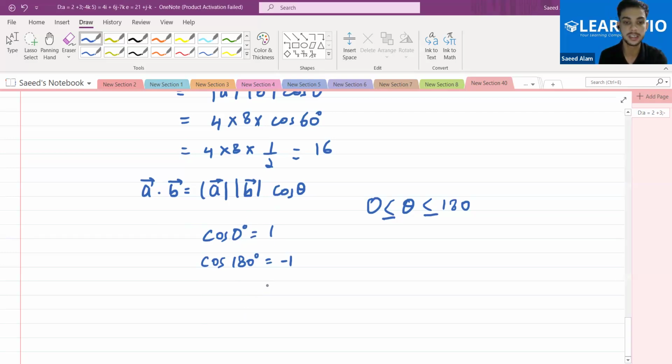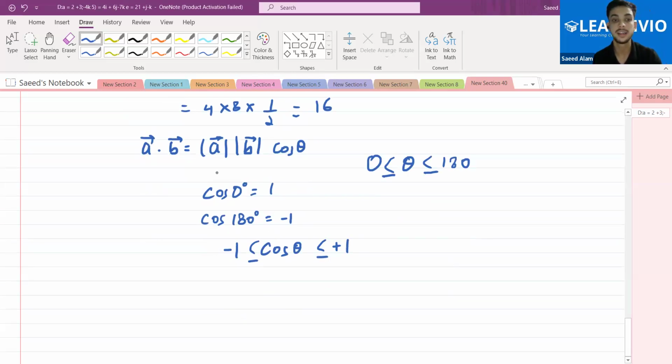So this was how we find out if theta lies between these limits. So cos theta can go from -1 to +1. Yes or no? Yes, sir. So cos theta can vary from this to this. So we can say the dot product of two vectors can be negative as well. Understood? Yes, sir.